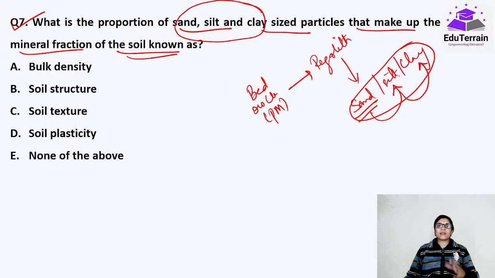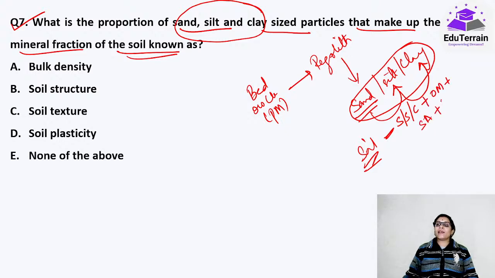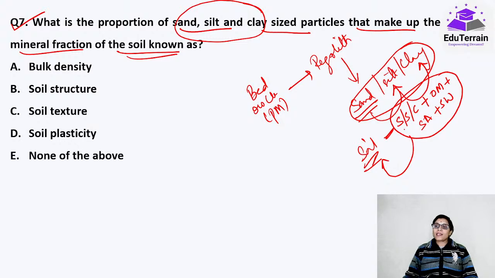What is soil, first of all? Soil is not simply sand, silt and clay. Actually soil contains sand, silt, clay plus organic matter plus soil air plus soil water. Now all of them together you can call soil, not simply sand, silt or just components of that. And that is a mineral fraction. These are the minerals actually.